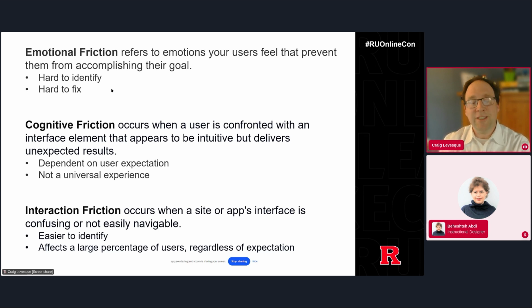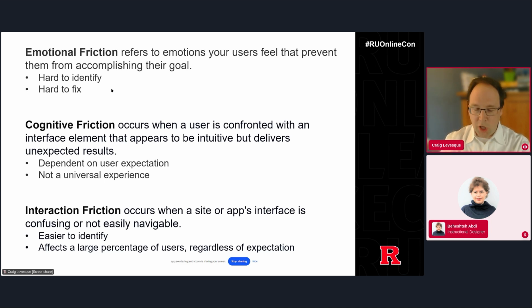But emotional friction is anything that gets you upset or conflicted about accomplishing a goal. Cognitive friction is when something doesn't work the way it looks like it's supposed to. To reduce cognitive friction, we want to make a website act like it does or act like real life.